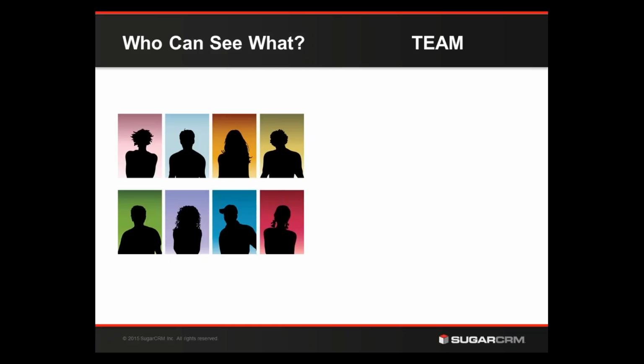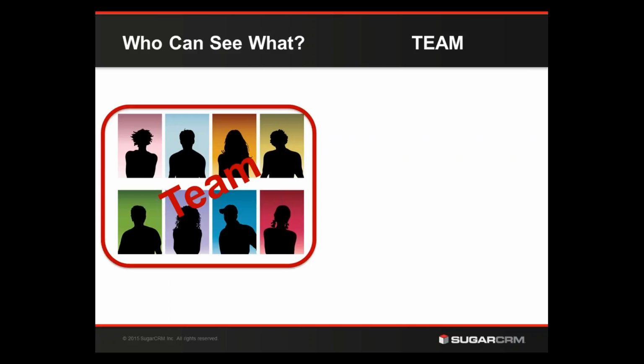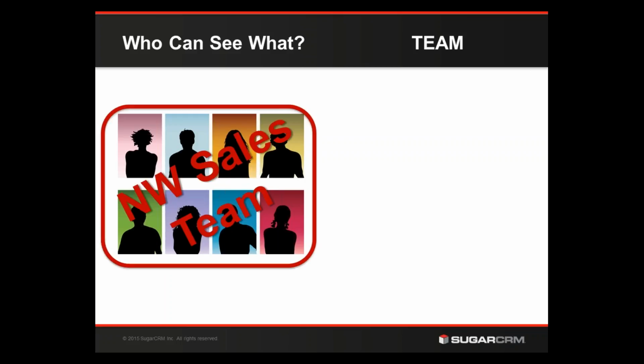So if this were all users on this particular group, this is a team, and specifically we're going to name it the Northwest sales team. Okay, it could be the Mexico sales team. It could be the Northern India team. It doesn't matter what you label it as. That group of people can have access to certain records if you assign it to them.